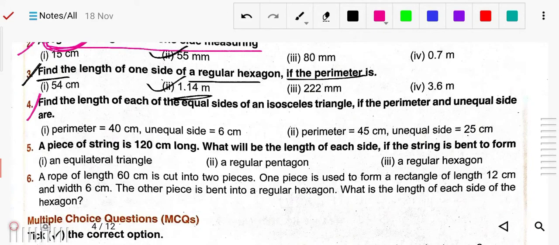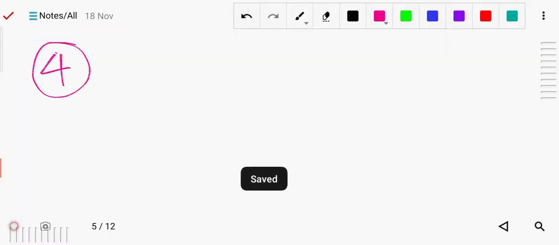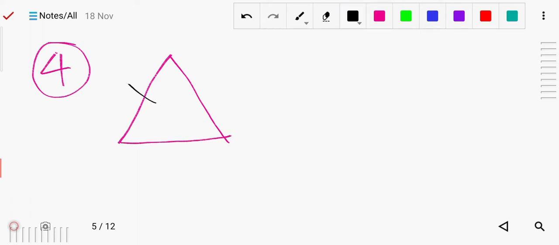Number 4. Find the length of each of the equal sides of an isosceles triangle if its perimeter and unequal side are given. Okay, so let's do this. Number 1, perimeter is given and unequal side is given. Okay, so number 4 I will solve here. It is an isosceles triangle, so you know that in an isosceles triangle only two sides are equal and the third one is different. In this question, the perimeter is given and the unequal side is given.